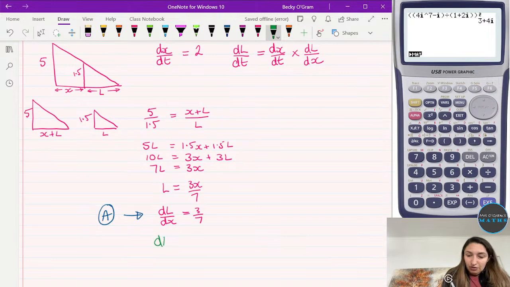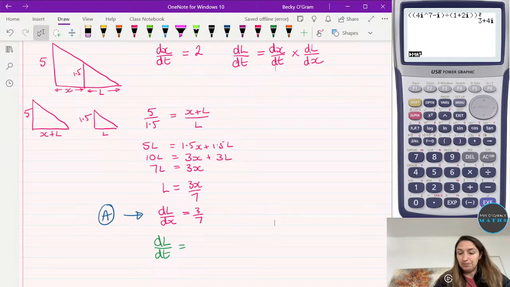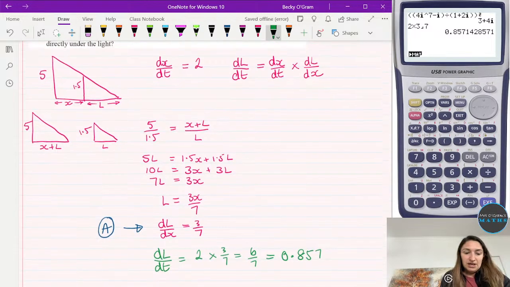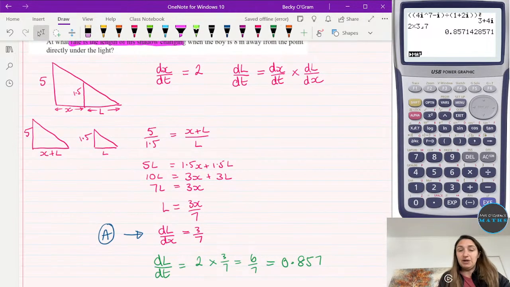Now I can go on and find dL by dt, going back to the chain rule bit that we had up here. We can get dL by dt by doing dx by dt, which is 2, times dL by dx, which is 3 over 7. So 2 times 3 over 7 is 6/7, or in this case it's more normal to write it as a decimal, 0.857, and the rate that we're talking about is meters and seconds, so this will be meters per second.